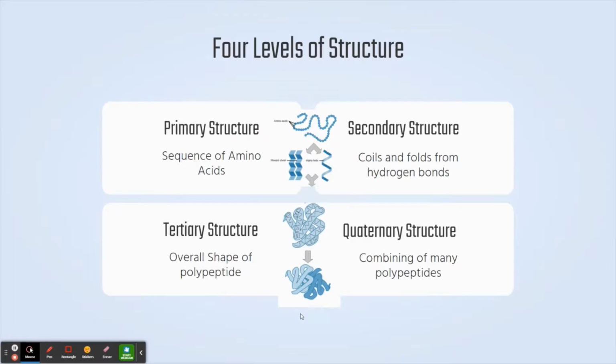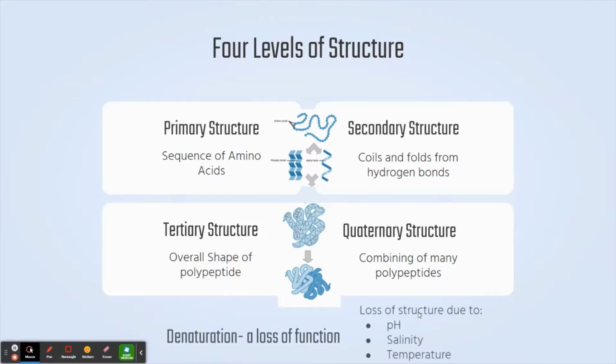Tertiary structure, on the other hand, is the overall shape of the polypeptide, and this can change the protein structure as well. And the final one, or the quaternary structure, is the combining of many polypeptides. So rather than just having one polypeptide, such as in tertiary, there are many polypeptides. And whenever there's a loss of structure of the actual protein, it will denature and it will lose its function. And things that can cause this are a difference in pH, salinity, and temperature.